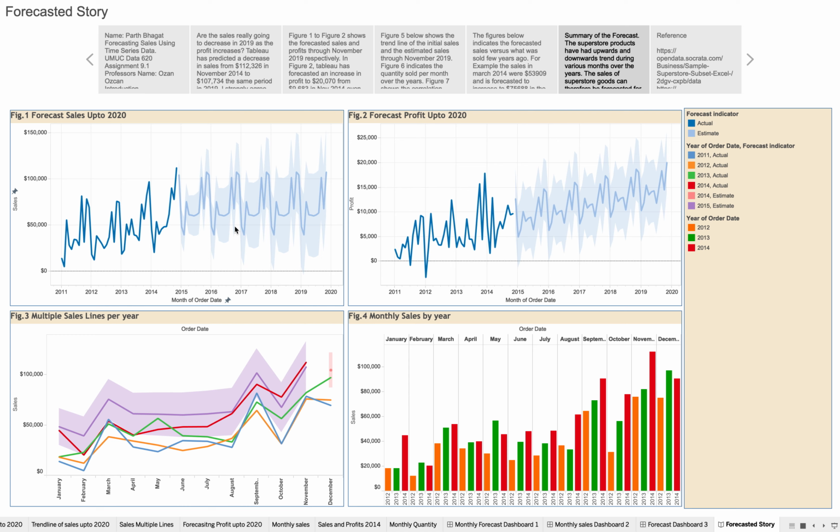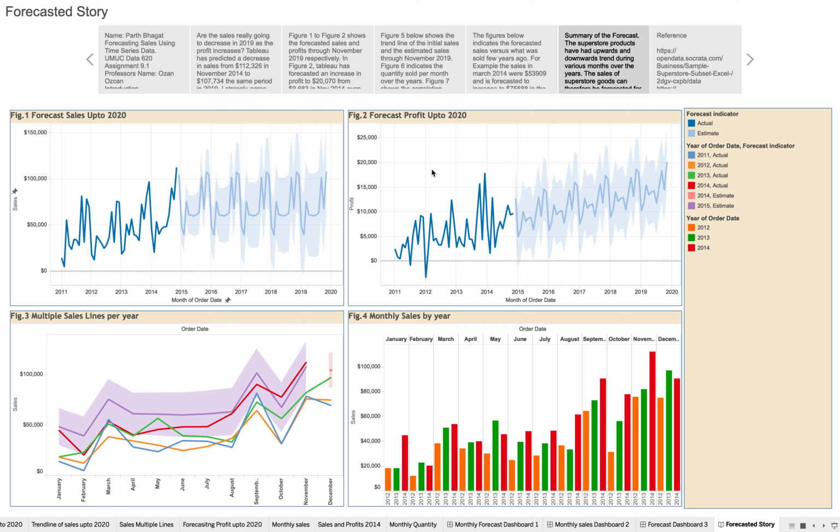Tableau forecasted a drop in sales in 2019, which is a profit prediction, because there is likelihood of stiff competition in the market from other stores like Walmart. Superstore should therefore identify a business strategy to counter this decrease in sales by 2019.